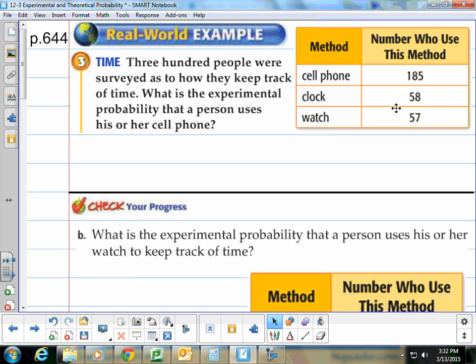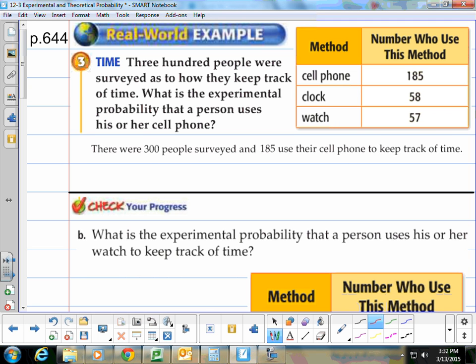So some real world examples. 300 people were surveyed as to how they keep track of time. What is the experimental probability that a person uses his or her cell phone? So we look at cell phone, okay? So we have to look at the cell phone, but we also have to look at the total number of people included. So you see that there were 300 people surveyed, and we got that by adding up the sum here. So we added up the total, and there were 300 people surveyed, and 185 of them use their cell phone to keep track of time.